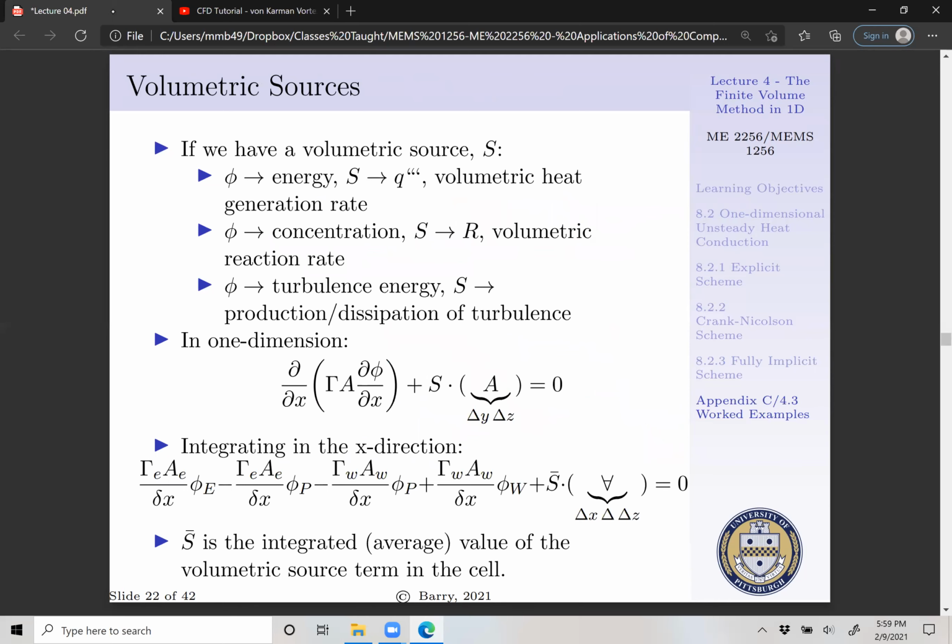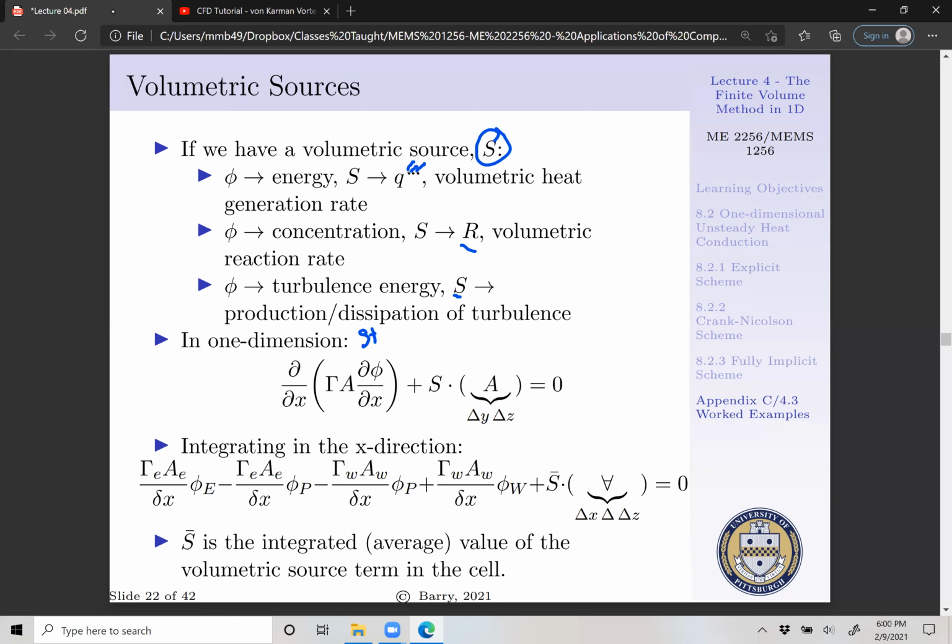Now, we want to talk about source terms and how we have to consider them. A source term can come in many ways, shapes, or forms. If we're talking about energy, our source term can be equal to Q triple prime, which reflects the volumetric heat generation rate. If we're talking about species or concentrations, we can define it as R, our volumetric reaction rate. Or if we're talking about any turbulent flow, we could talk about the production or dissipation of turbulent kinetic energy, or viscous dissipation.